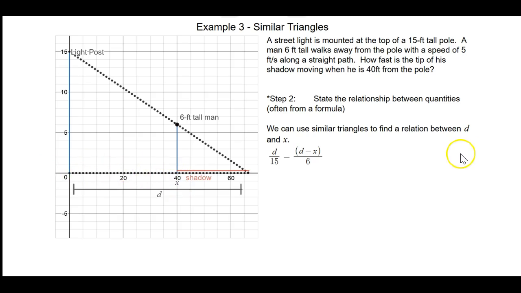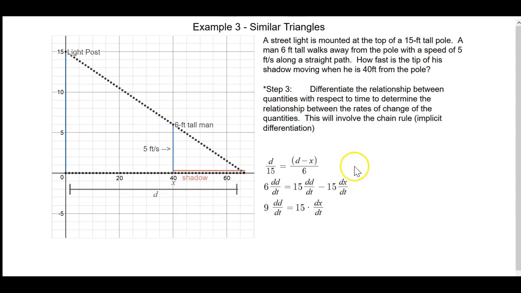So we can use similar triangles to find a relationship between d and x. So remember, the ratio of the sides is going to be the same. So d over 15 is going to be equal to (d minus x) over 6. So there's my relationship that I'm going to differentiate, differentiating both sides implicitly. I end up with an expression in dd/dt and dx/dt. So dx/dt is the rate at which he's walking, right?